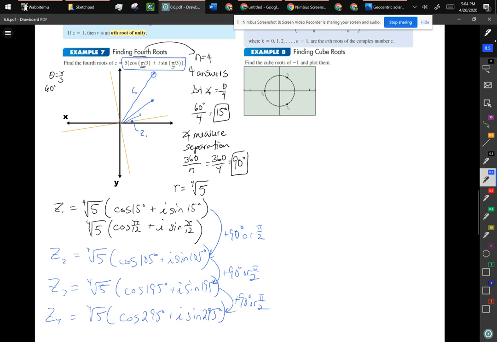So if they ask you for the 10th root, then you take 360 divided by 10, and you know it's 36 degrees that they're apart each. All right, and it's just so easy.